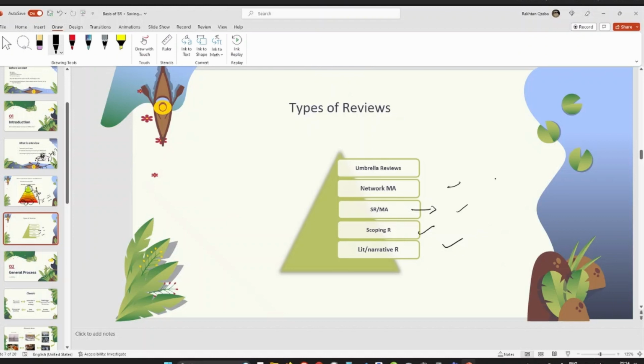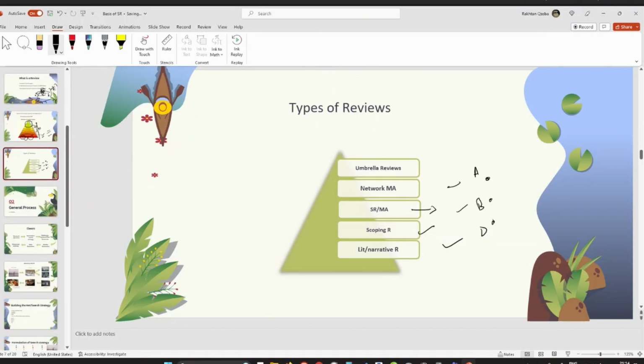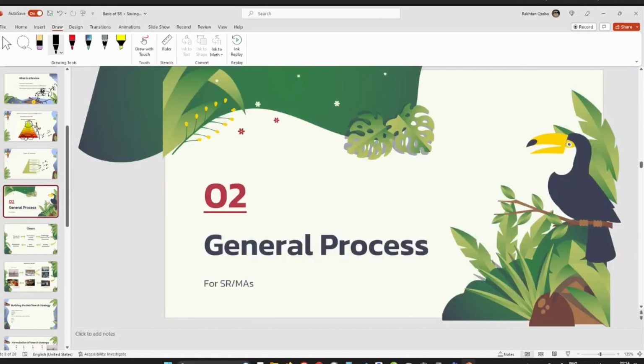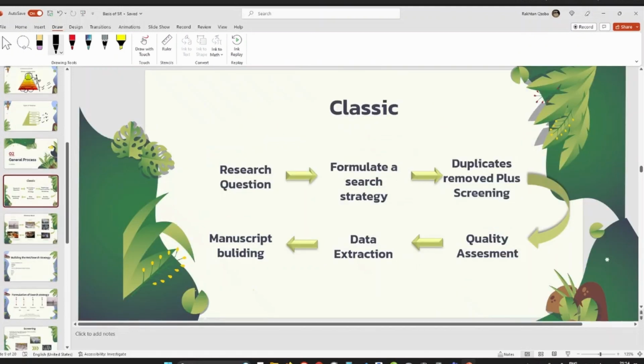In network meta-analysis, for example, if we are comparing drug A and drug B and drug C and whatever drug D. Yeah? So now let's move forward into the general process. This will be a general process for all the reviews. All the reviews will have to go through this process to get to the results. So this is the general process that we'll explain.